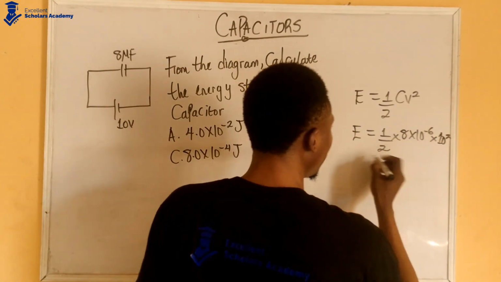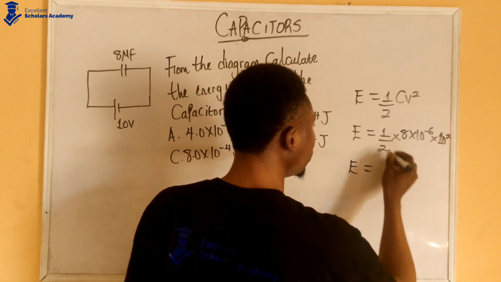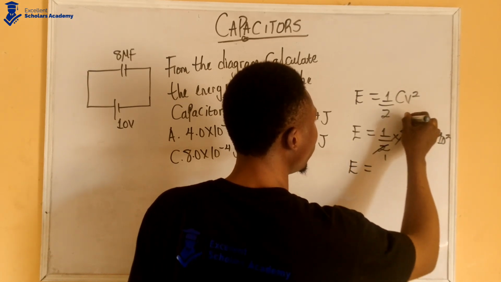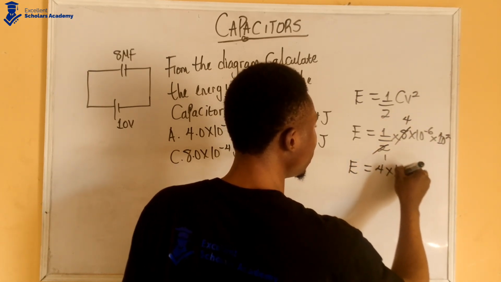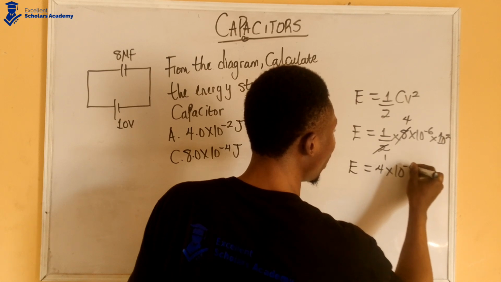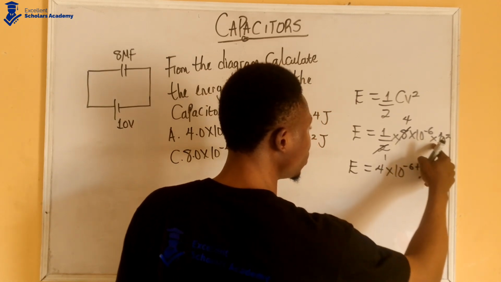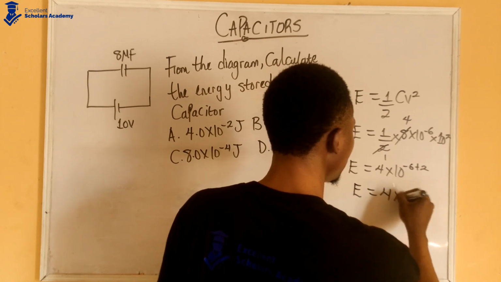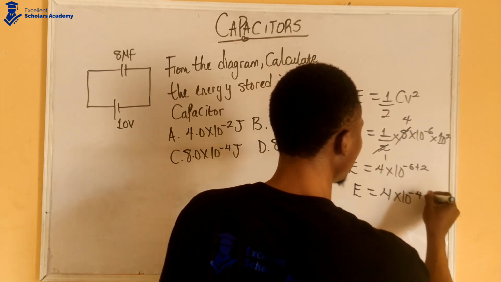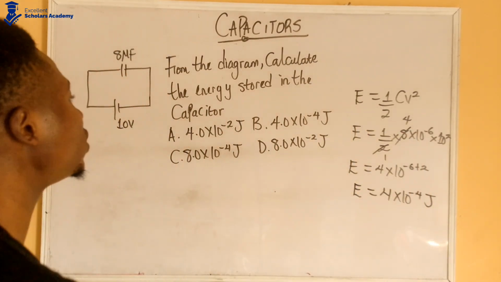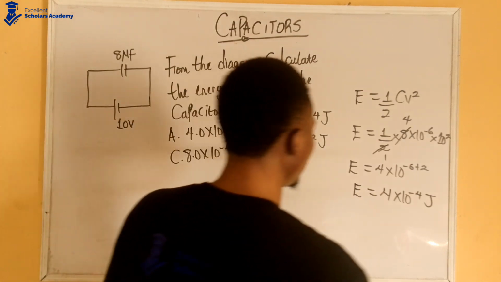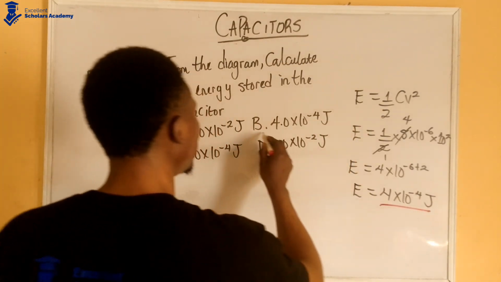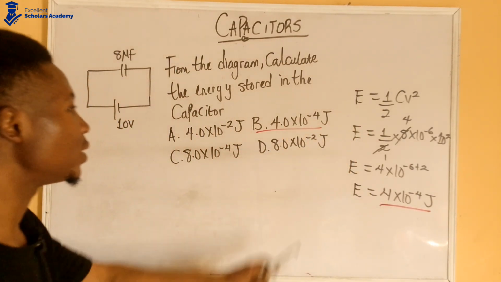So now E is equal to, 2 can go into 2 once, and 2 can go into 8 four times. So you're left with 4 times 10 to the power of, bring this together, you have minus 6 plus 2 because it's multiplication between them. So E is equal to 4 times 10 to the power of minus 6 plus 2, that gives us minus 4. That's 4 times 10 to the power of minus 4 joules. So this is our answer, which is option B.